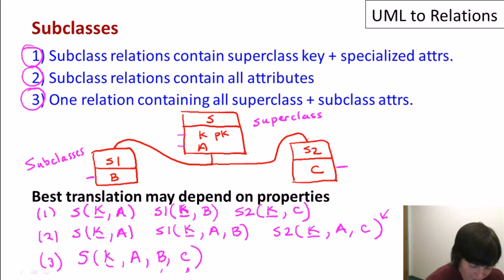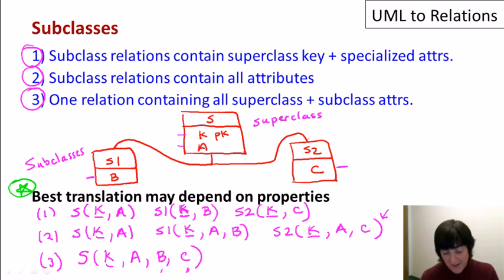Now, as you may have noticed, what has already been on the slide the entire time is that the best translation may depend on the properties of the subclass relationship. And if you remember, we had the properties overlapping versus disjoint and complete versus incomplete. So overlapping meant that we might have objects that were in more than one subclass. Disjoint meant that's not possible. Complete said that every object that's in the superclass is also in at least one of the subclasses, where incomplete meant that there would be some objects, or there could be, that are in the superclass and not in any subclasses.